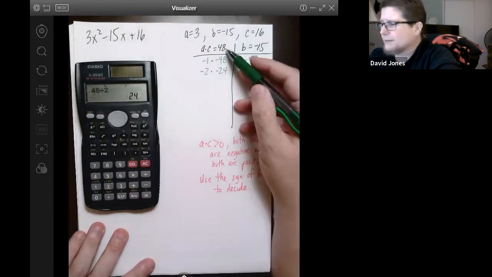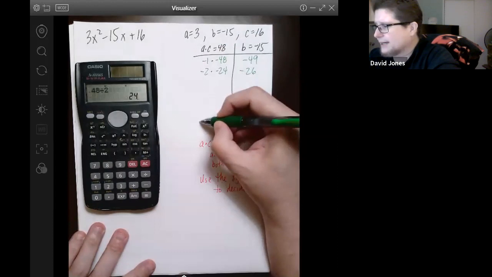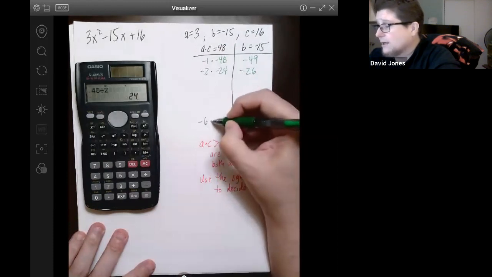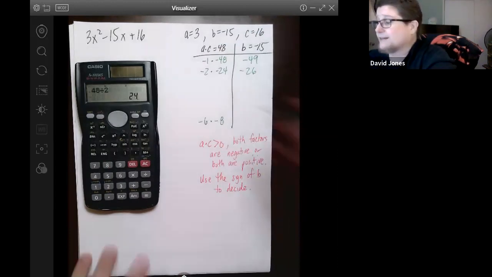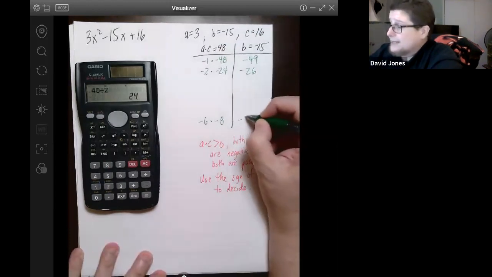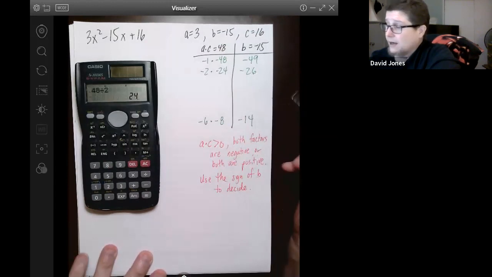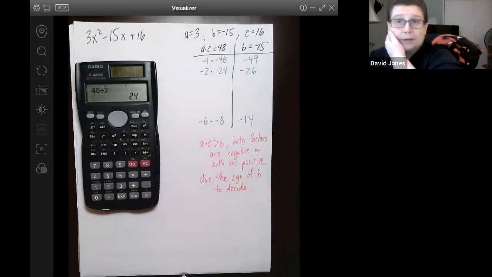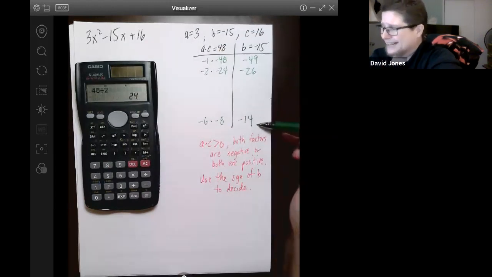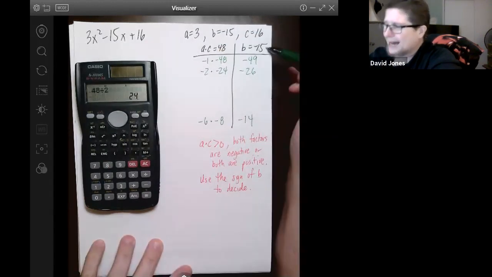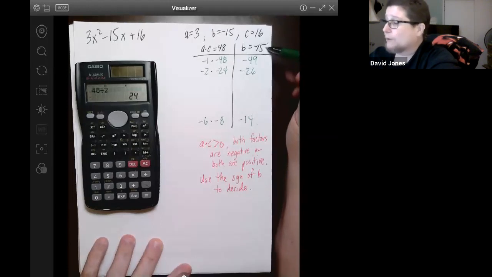48 on the times table has a 6, so let's jump up to negative 6. Negative 6 times negative 8. 6 times 8 is 48, so negative 6 times negative 8 is negative 48. That's negative 14. And this is how you can speed it up when it's a big number. If you're far away from the number, jump ahead. Negative 14, I've actually gone past negative 15, so I'm going to try to go backwards.